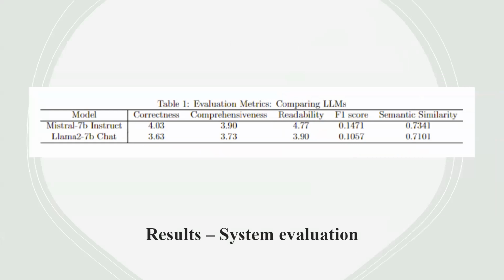This chart just shows the evaluation of our responses. The first three are correctness, comprehensiveness, and readability, and these are generated by GPT-4 to evaluate our responses. F1 score is a measure that measures the similarity between an expected response and the actual response we receive. And then semantic similarity just measures the semantic similarity between the expected response and the response received.